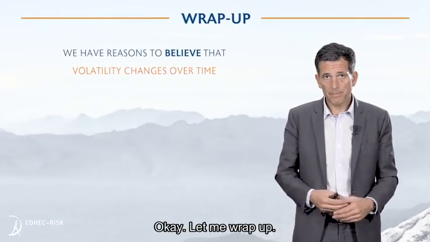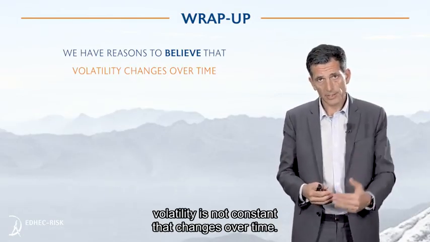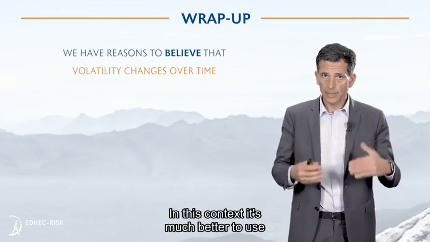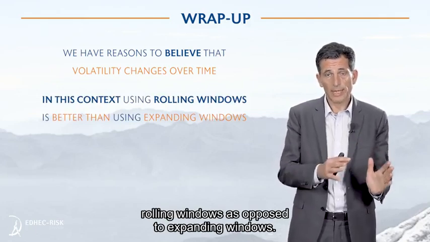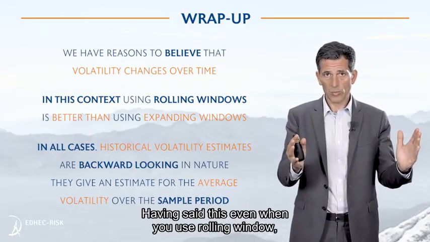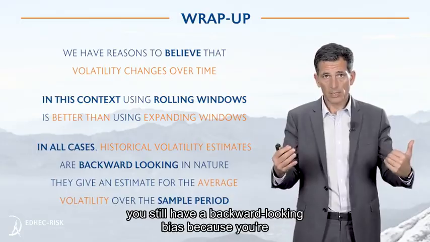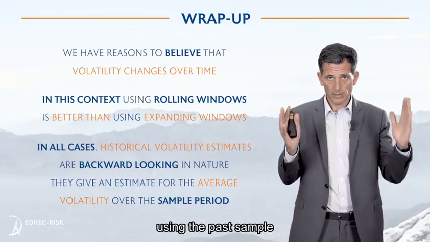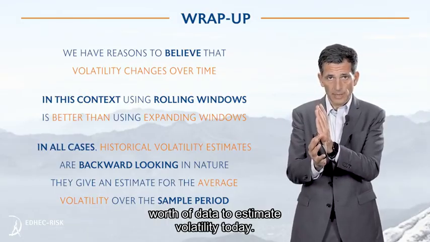Okay, let me wrap up. We have very strong empirical reasons to believe that volatility is not constant but changes over time. In this context, it's much better to use rolling windows as opposed to expanding windows. Having said this, even when you use a rolling window, you still have a backward-looking bias because you're using the past sample worth of data to estimate volatility today.